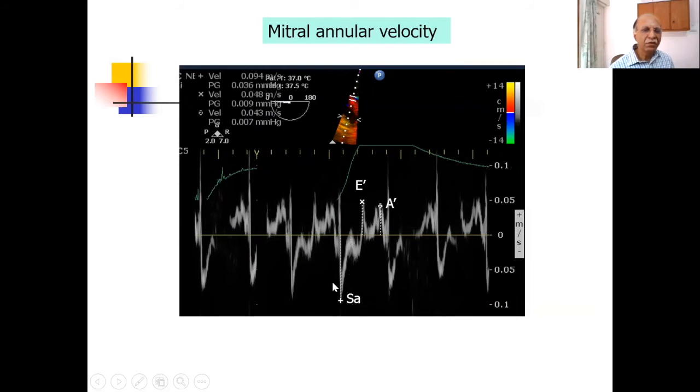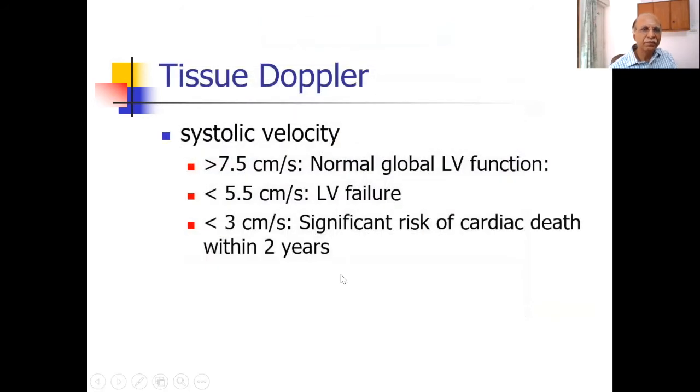So let us focus our attention on the Sa velocities because we are evaluating the systolic function. A normal velocity is more than 7.5 centimeters per second. It indicates normal global LV function. If it is less than 5.5 centimeters per second, it indicates LV failure. And if it is less than 3 centimeters per second, it's a significant risk factor for cardiac death within 2 years. So it's a very important and very simple parameter in my view, and a quick parameter to assess the LV systolic function.